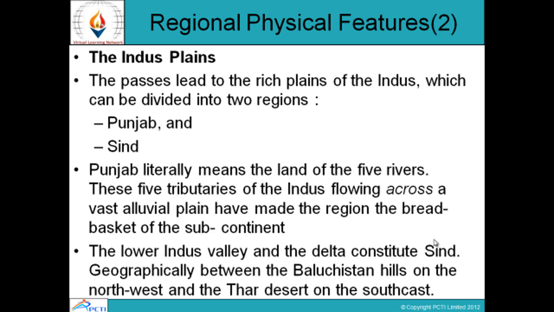The lower Indus Valley and the delta constitute Sindh. Geographically, it lies between the Baluchistan hills on the northwest and the Thar Desert on the southeast. So, the Indus Valley and the delta constitute the Sindh part.